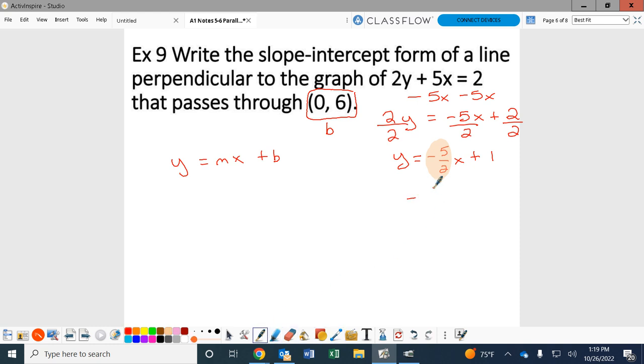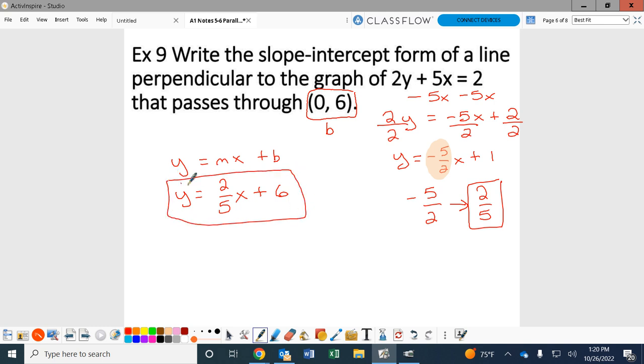And if the slope is negative 5/2 and we want it to be perpendicular, the key is knowing whether you want it parallel or perpendicular, guys. If we want it perpendicular, what's the new slope going to be? 2/5, 2/5, doesn't matter. So here's my slope and my b. So I can write it as y equals what? 2/5 x, because that's my slope, and then plus 6. That's my answer. And this line is what to this line?